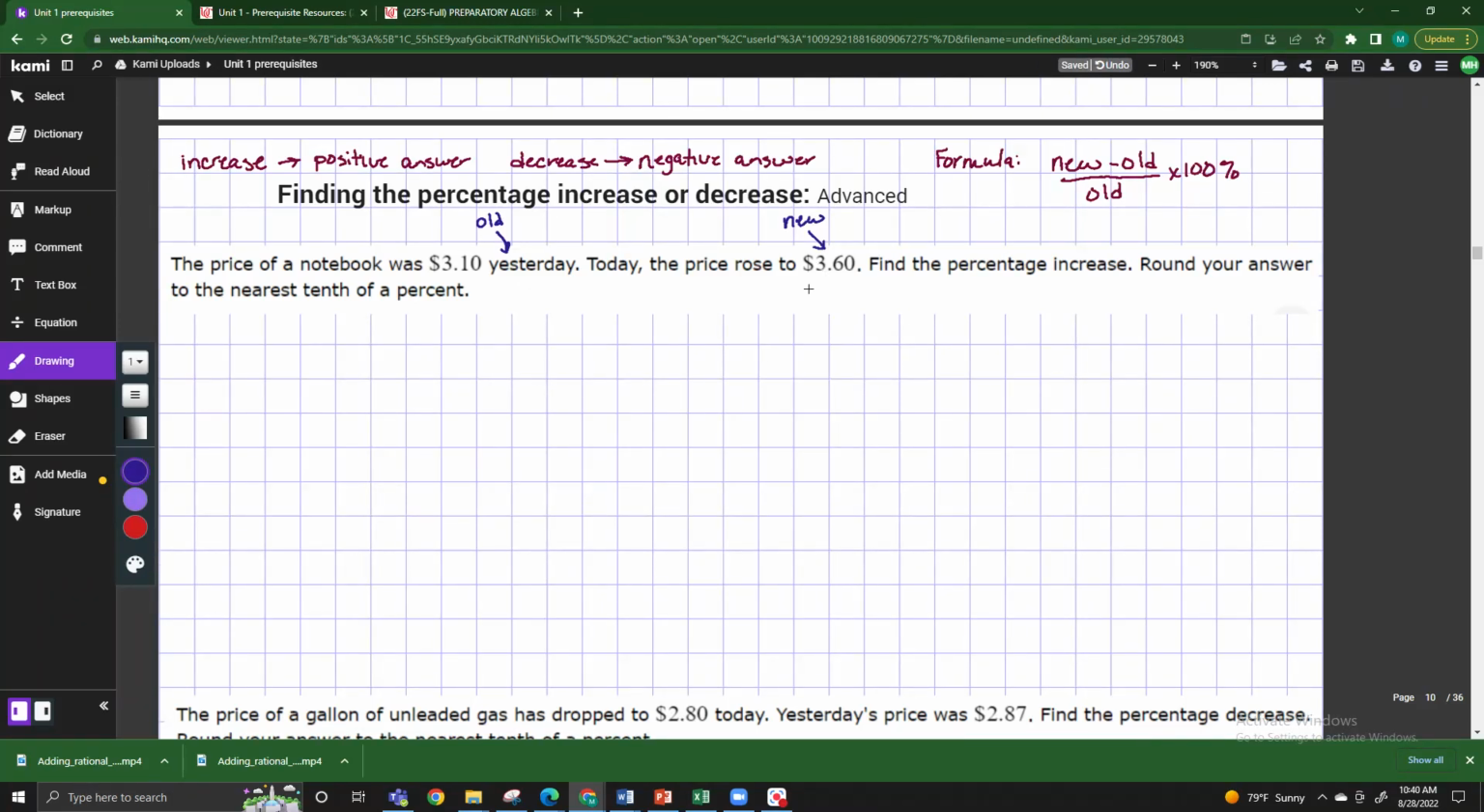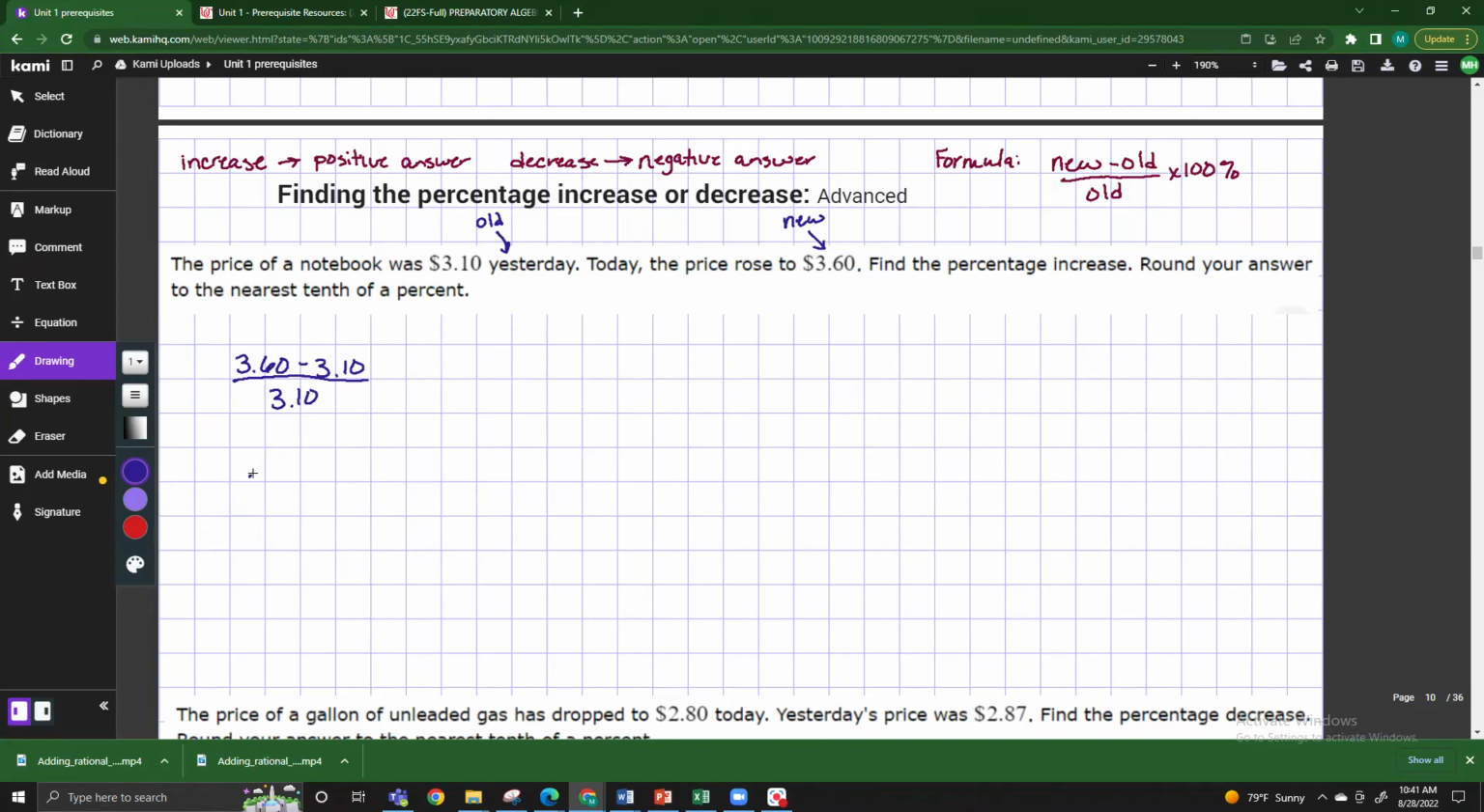All right, so new is 360 minus the old is 310. I'm thinking money, so I should be able to think about that. To go from 310 to 360, it's basically 50 cents more. So we're going to put that in there in a minute. But the old price was 310, so I'm going to be dividing by 310.